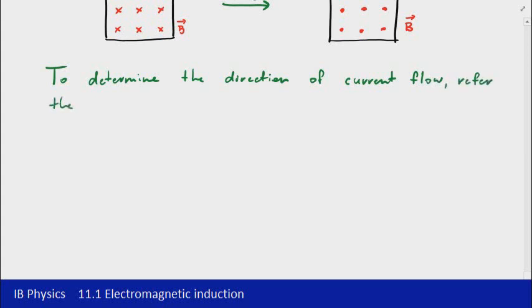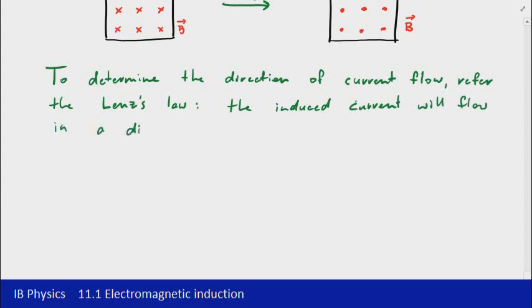So in referring to Lenz's law, I'm going to expand the explanation that we indicated in an earlier video. We start off with the same idea, that the induced current will flow in a direction, and previously we've said in a direction that will oppose the change that caused it. We're going to expand on that idea and identify that it's going to produce its own magnetic field.